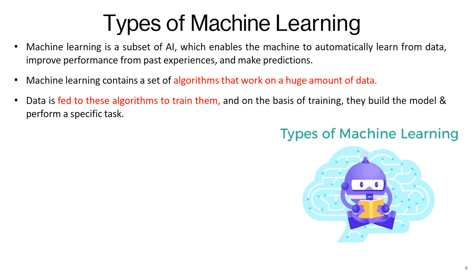Based on the learning methods, machine learning can be broadly divided into 4 types. There are supervised learning, unsupervised learning, semi-supervised learning, and reinforcement learning. Let's briefly identify these 4 categories.